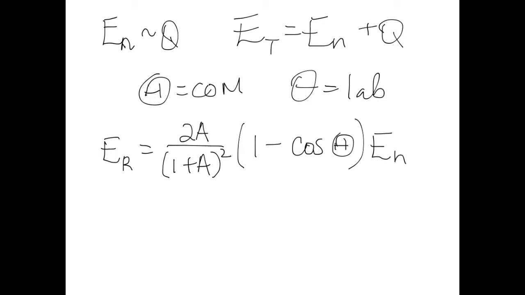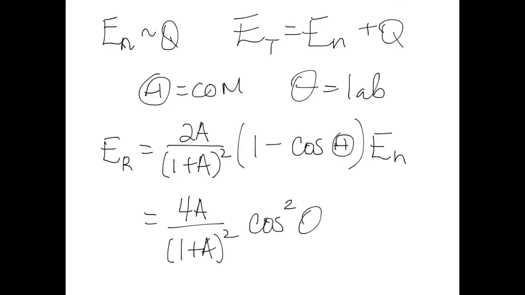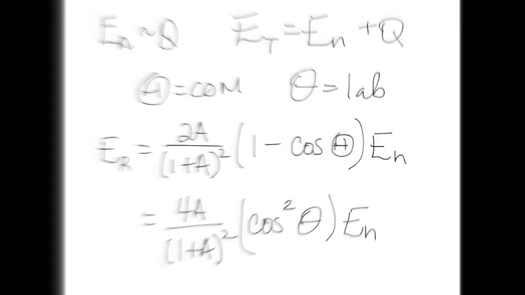We can also use reaction kinematics to work this out in the lab reference frame. So this is also equal then to 4A divided by the quantity 1 plus A squared times cosine squared of little theta times E sub n. Okay, so that recoil product can also be used to uniquely determine the neutron energy if we know what the scatter angle is in either reference frame.